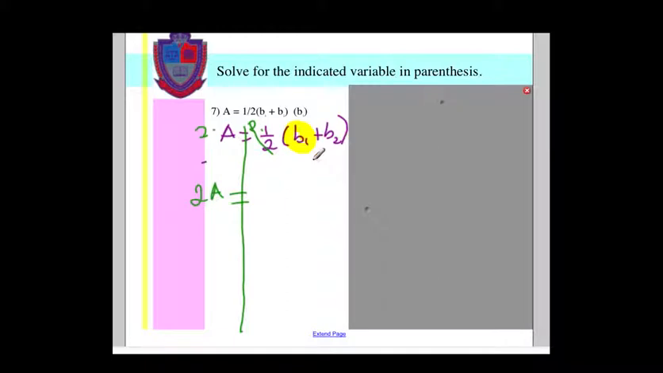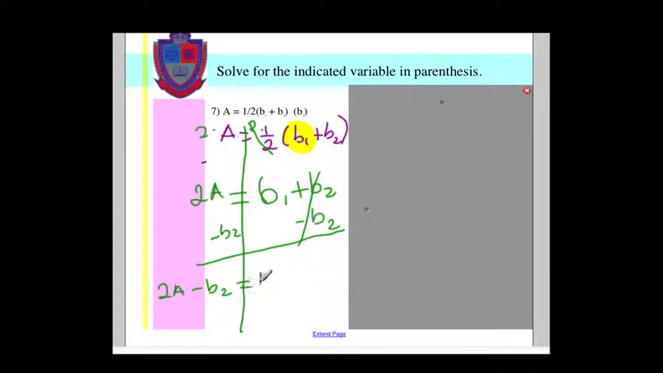So now that we have 1 left there, remember 1 times anything is the same exact thing. So again, I'm looking for b1, so I need to get rid of b2, which is minus b2 on both sides. This cancels. 2a minus b2 is equal to b1. That's my final answer. So let's pause the video again, take a try at number 8 and see what you get.